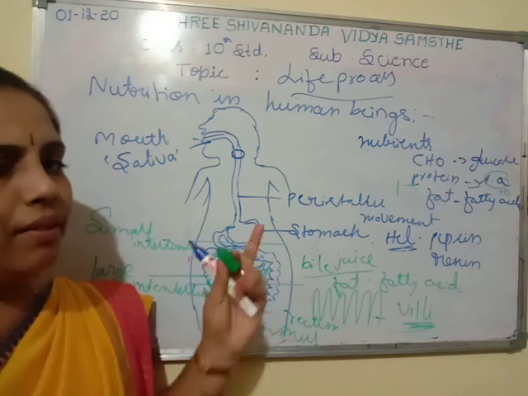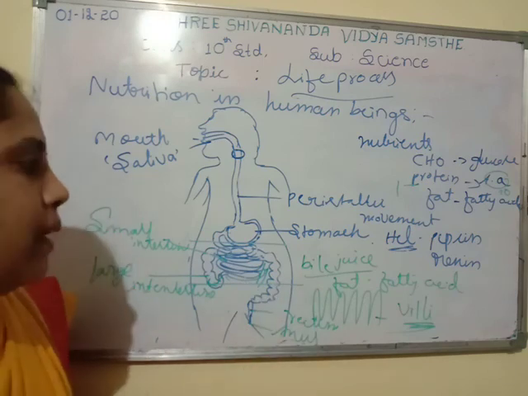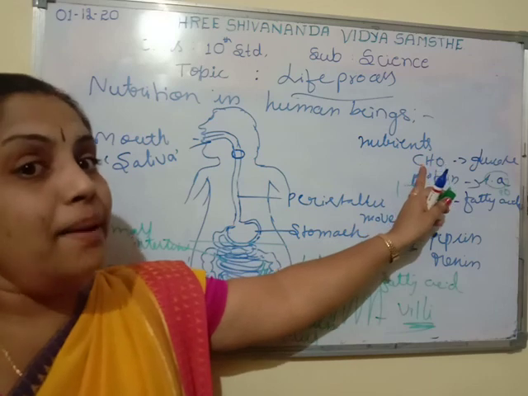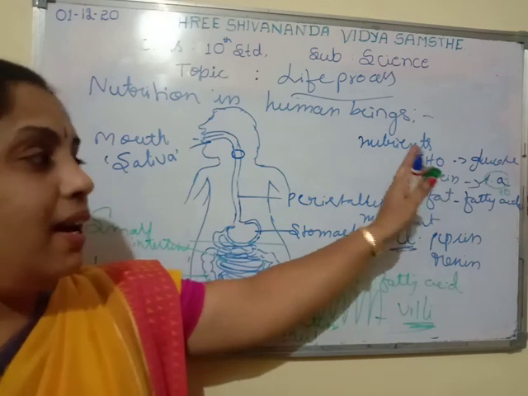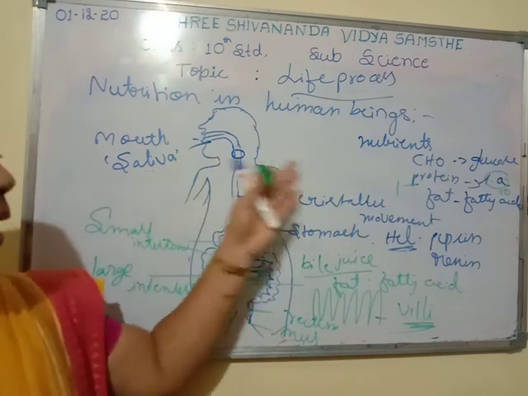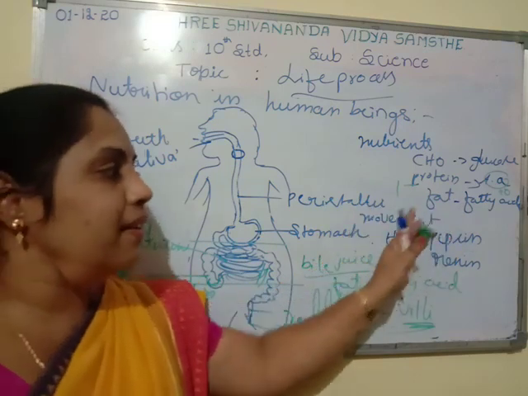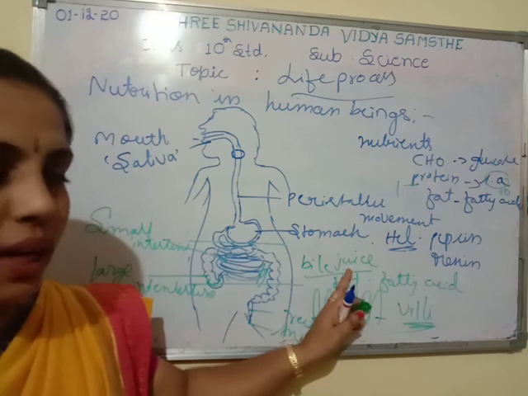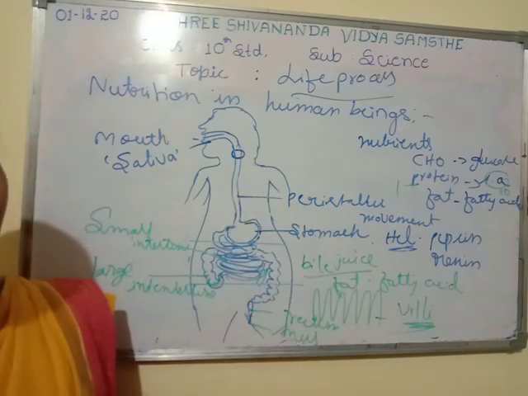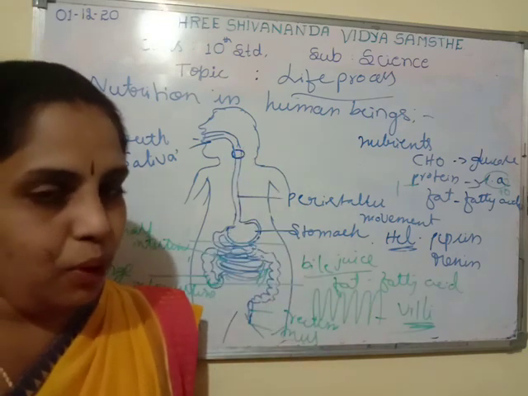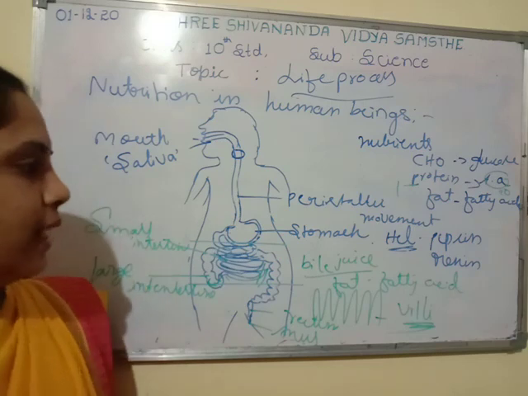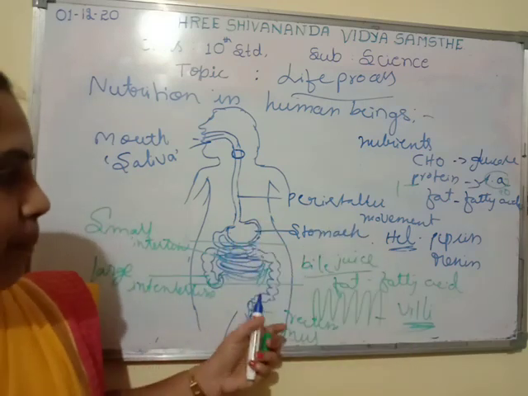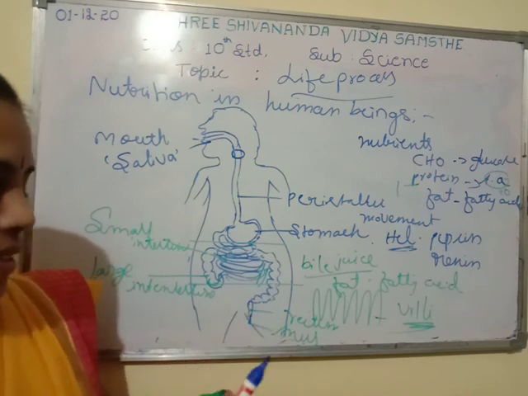Here the very important points you should remember are the enzymes: saliva enzyme, amylase enzyme, pepsin, renin, and the role of bile juice. Okay, so these are all very important. You can underline them in your textbook. See the textbook and read it once or twice, then it will be understood easily.